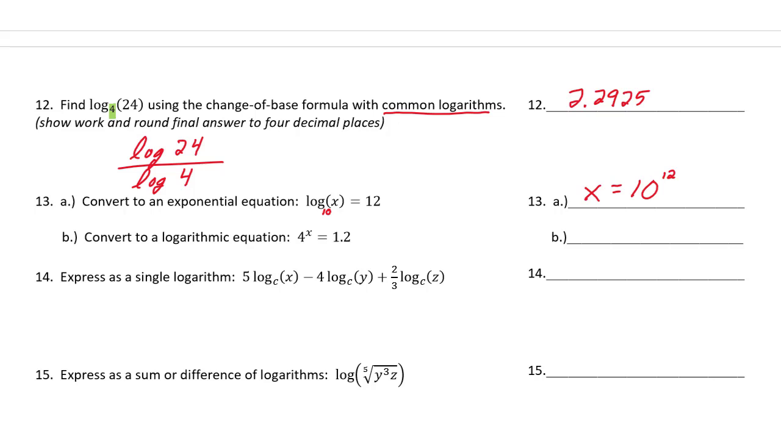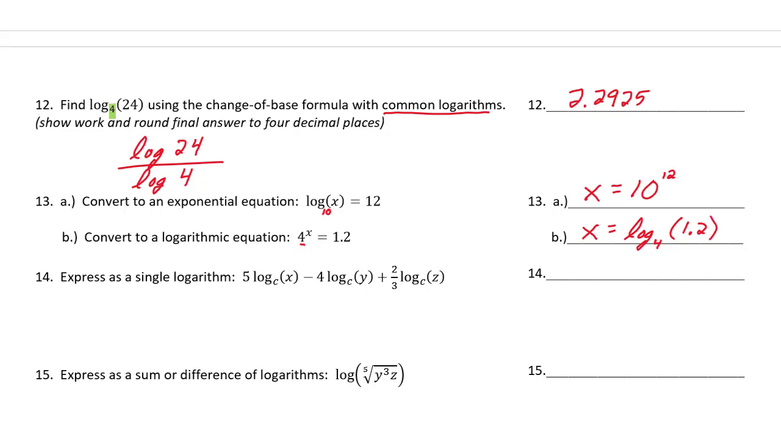Part B wants us basically going the complete opposite direction. Again, start with what's inside, so x will equal log of whatever the base of the exponential is, which should be the 4, and then it will be of what I have not used, in this case 1.2.